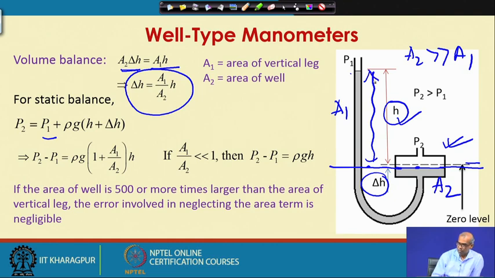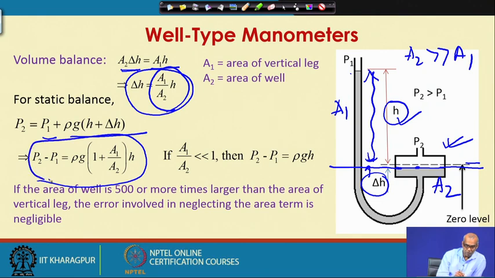plus pressure due to this mercury level plus pressure due to this delta H. So, P 2 equal to P 1 plus rho g into H plus delta H. If you now put delta H equal to A 1 by A 2 into H, I get P 2 minus P 1 equal to rho g into 1 plus A 1 by A 2 into H.